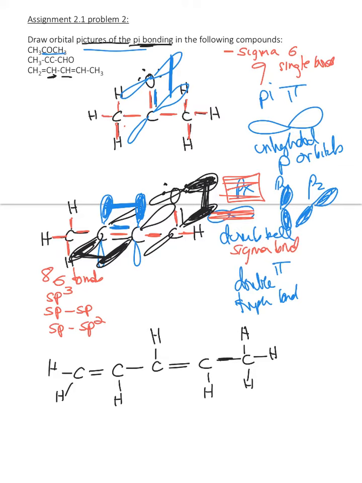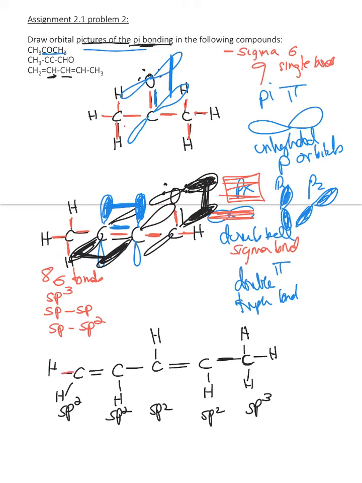If you want to do the hybridization here, you'd say this is an sp2 because this carbon is connected to 3 things. This is 1, 2, 3. This is an sp2 carbon. 1, 2. This is an sp2 carbon. This is an sp2 carbon, and this is an sp3 carbon. So this carbon is connected to 4 things.